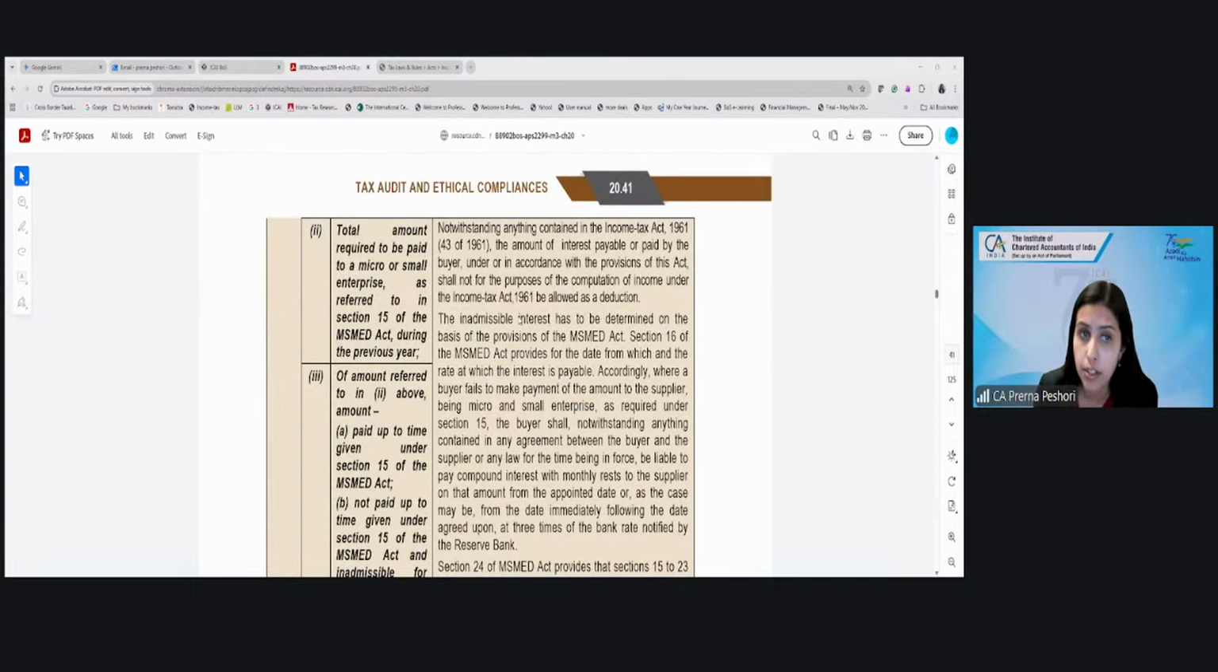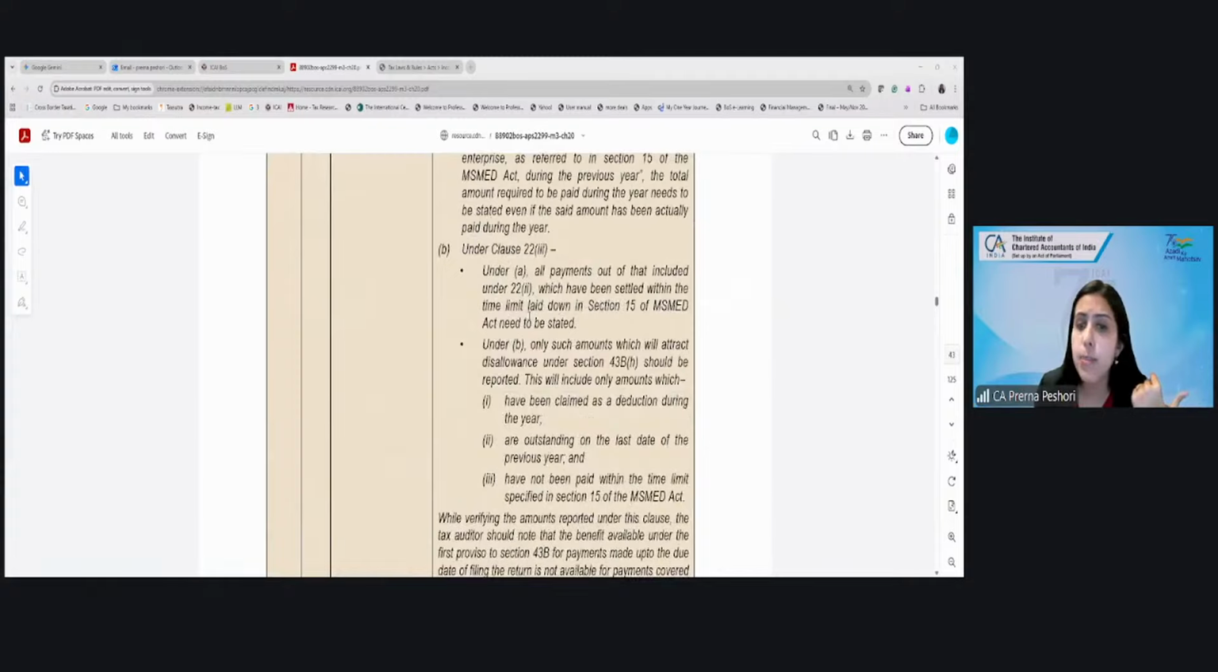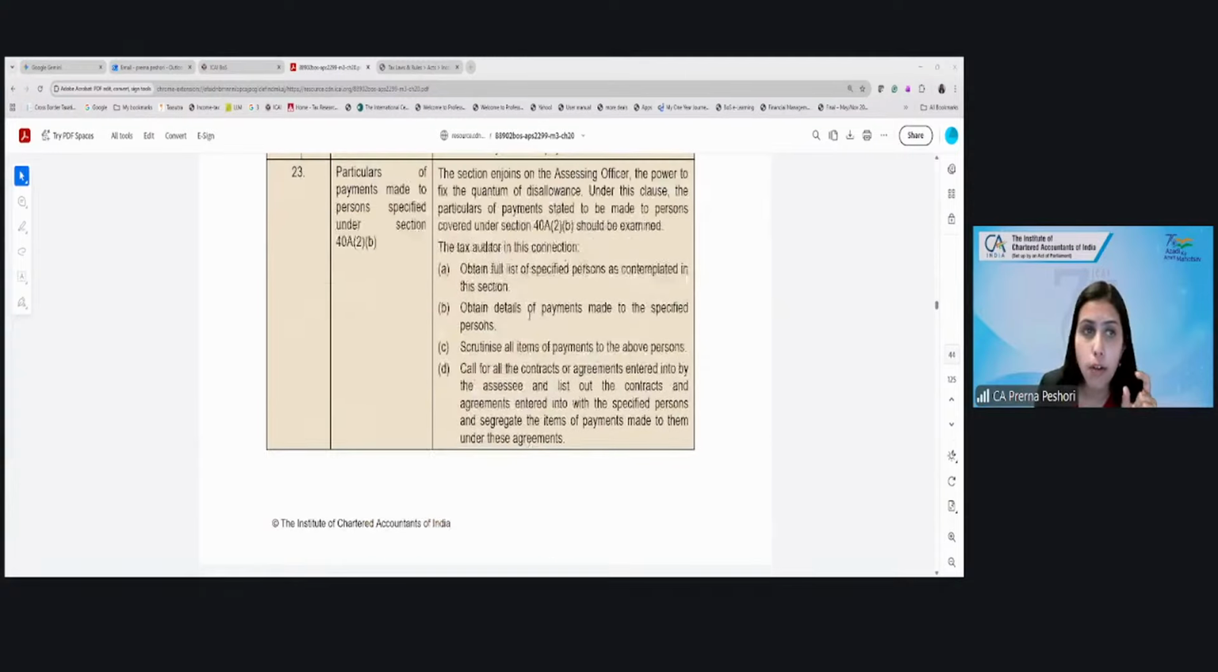to the micro and small enterprise, not medium. And out of which, how much is paid up to the time given under Section 15 and how much of it is not paid up to the time given under Section 15. So we are done till this particular point of the clause.